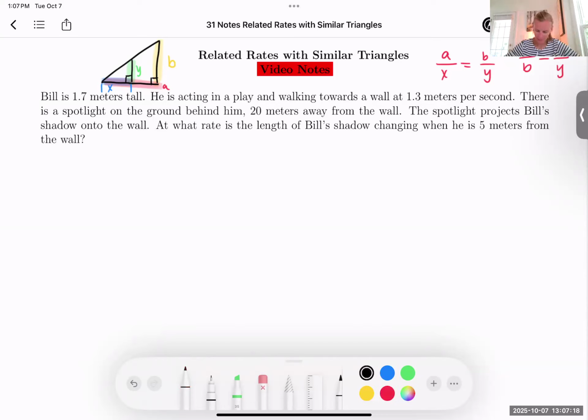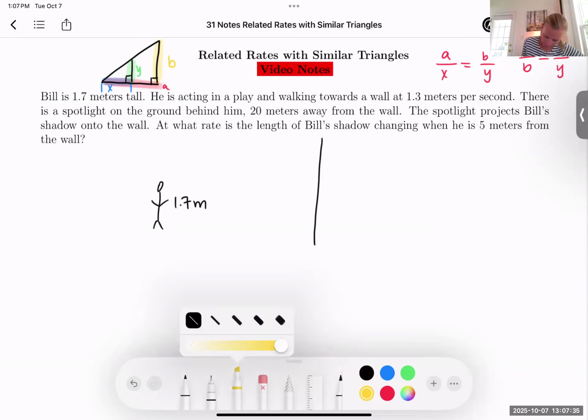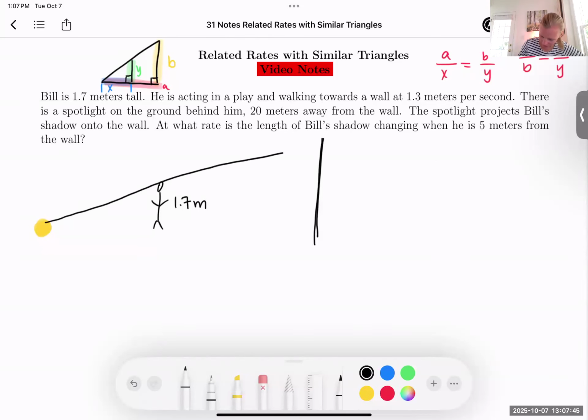Okay, so for this particular problem, we have a guy named Bill, and he is 1.7 meters tall, and he's acting in a play. He's walking towards a wall at a rate of 1.3 meters per second, and there's a spotlight on the ground behind him. So ground over here, the wall is here. The spotlight is projecting a shadow onto the wall. The way that shadows always work is we can just draw a triangle over his head, and then we'll have the shadow. So this is his shadow over here.